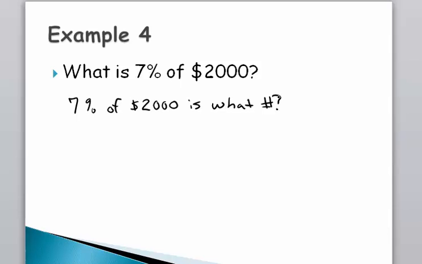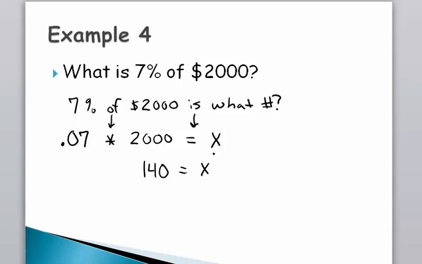And so let's continue by translating the words in the problem into an equation. So 7%, we know that we could write as 0.07. The of translates into multiplication. The is translates into an equal sign. And what number? We'll let that be the x. And so on our calculator, 0.07 times 2,000 gives me 140. And so 7% of 2,000 is 140.